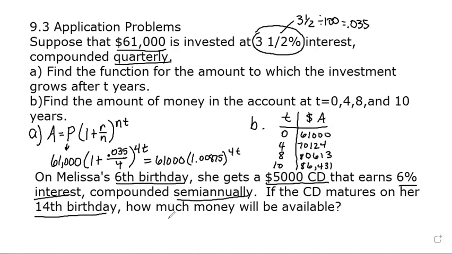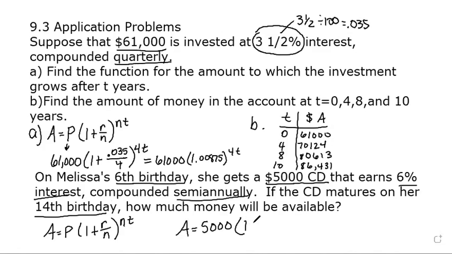So we're still using this formula that the amount is going to be the principal times 1 plus the rate divided by the number of times it happens per year, raised to the number of times it happens per year times the number of years. So in this case, our amount that she would have, well, she's starting out with $5,000.